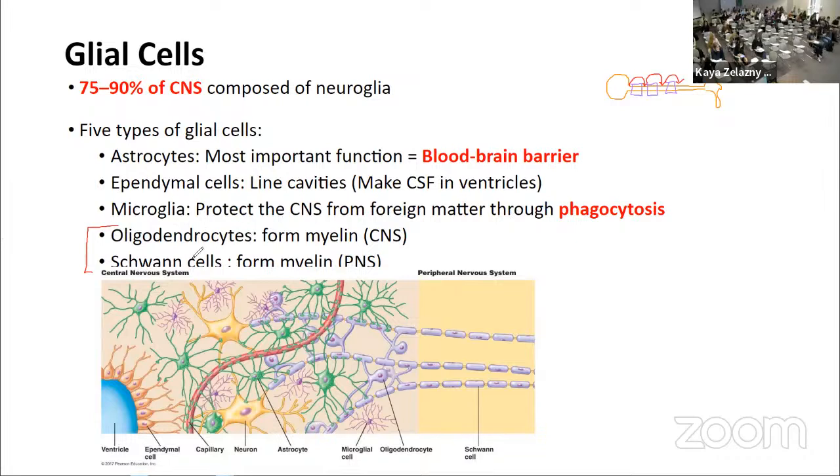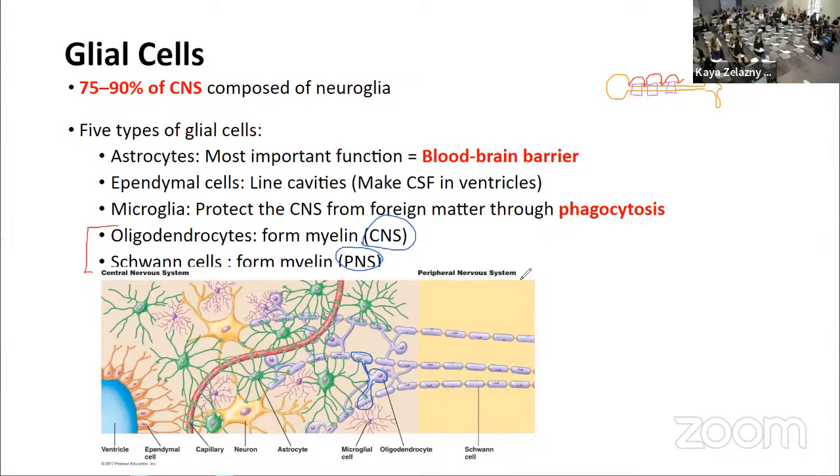So the difference between the oligodendrocytes and the Schwann cells is just where they're making that myelin. Okay? So otherwise, you can think of them as the same thing. Oligodendrocytes are in the central nervous system. So they make myelin, but you'd see them in the brain or spinal cord. Okay? So here we can see an oligodendrocyte. And we'll also notice that the oligodendrocytes are forming myelin on multiple neurons, spreading out. Okay. Versus our Schwann cells or myelin in the peripheral nervous system.